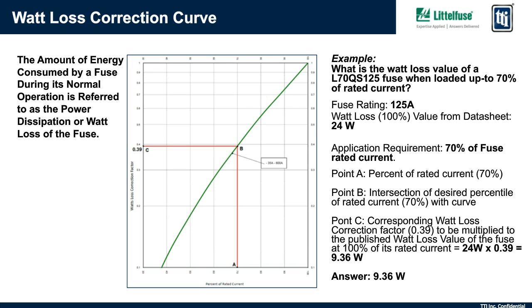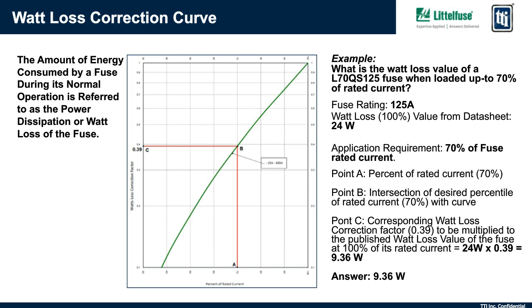However, in real applications, high-speed fuses are not to be loaded at 100% of their rated current. Instead, they're usually loaded anywhere from 60 to 80% of the rated current, depending on the application parameters. So it is often useful to know what the actual Watts loss value would be at an applied current that is less than the fuse's rated current. This is why the Watts loss correction curve is helpful. It too can be found in the product's data sheet.